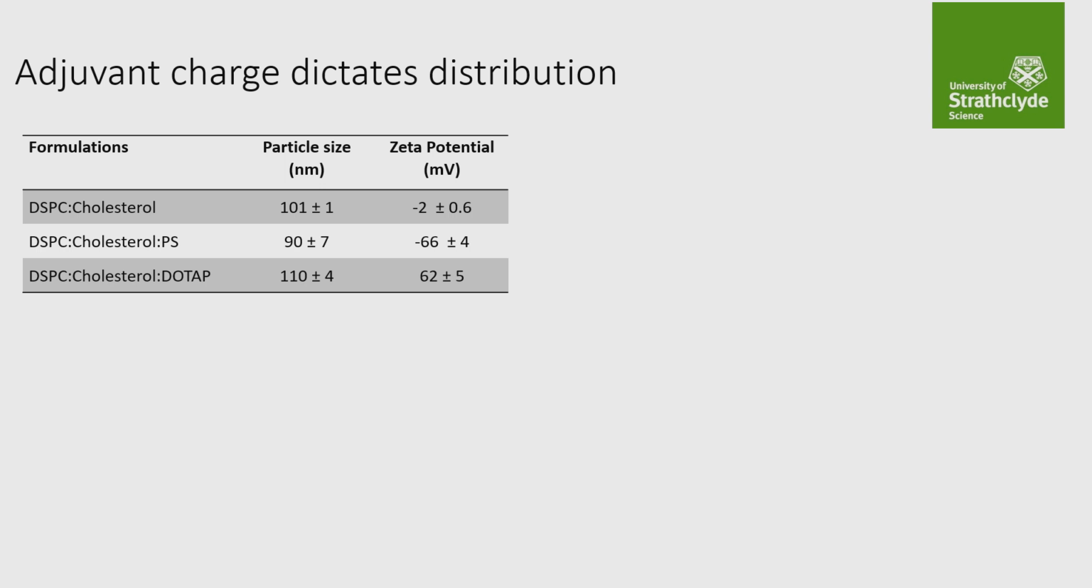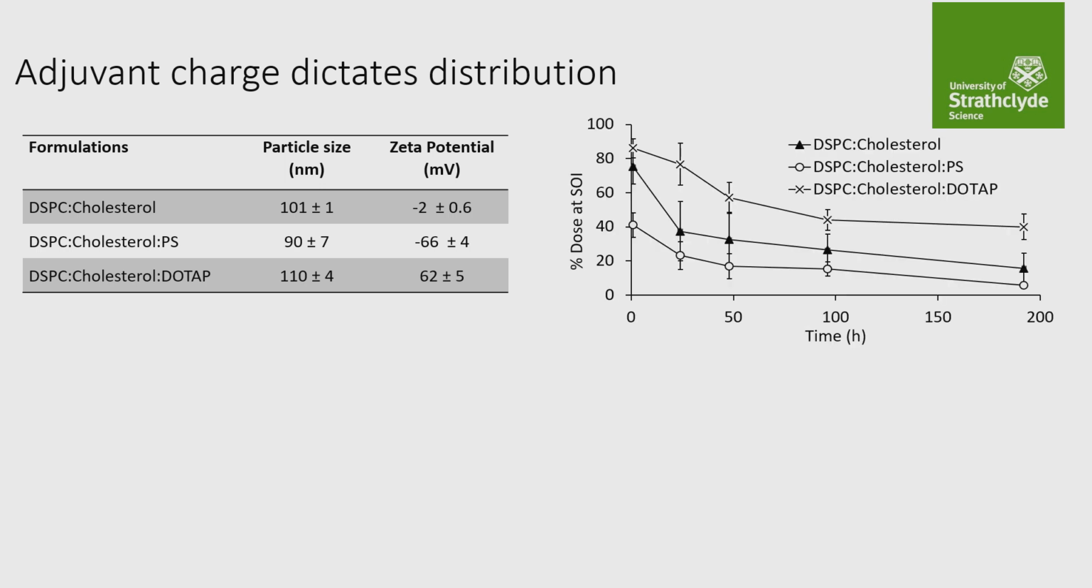So we added in DOTAP, a well-known cationic lipid. Again, the liposomes are about 100 nanometers in size, but very positively charged this time. And we injected these intramuscularly, and we follow the fate of them to see where they go. So what you can see here is the X's show that the cationic liposomes are sitting at the injection site. So we inject them in, they stay at the injection site due to the cationic nature.